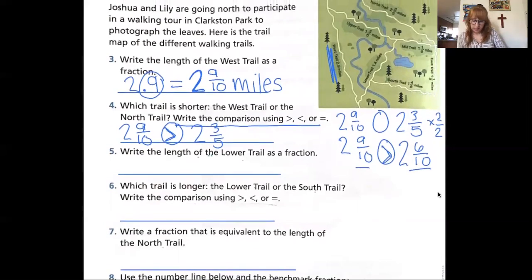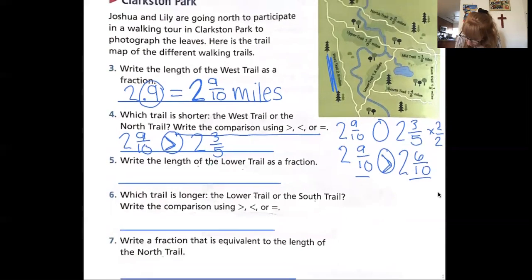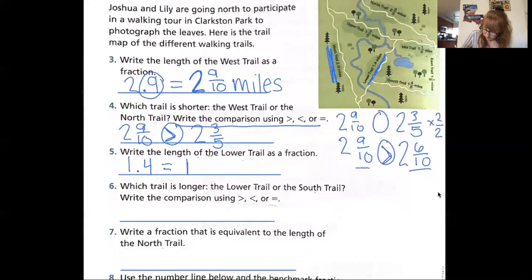The next one says to write the length of the lower trail as a fraction. So the lower trail is this one right here, and it's 1.4 miles long. So again, I start with my whole number, and it's 1, and this 0.4 tells us 4/10. So it's 1 4/10 miles.